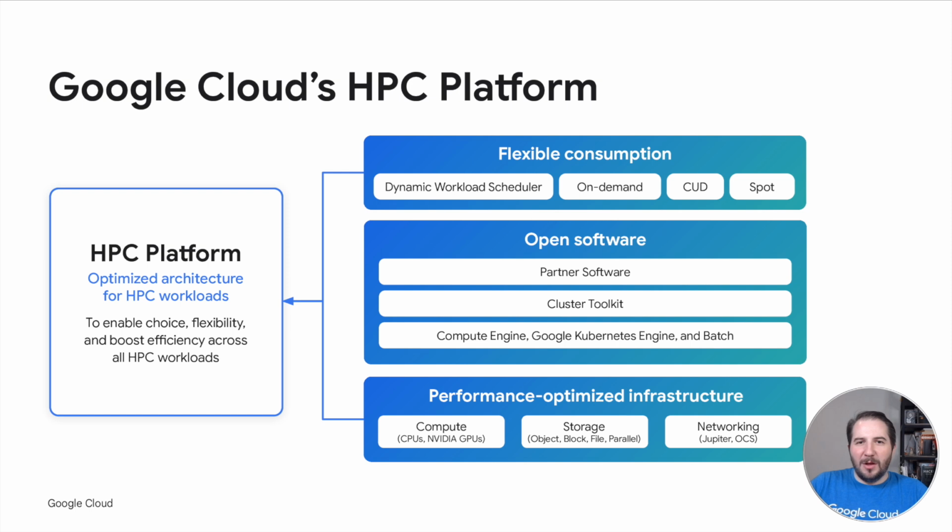All of these investments have culminated over the years into a single comprehensive HPC platform that is optimized and purpose-built for HPC and AI workloads. That platform consists of three key tiers: performance-optimized infrastructure, open software, and flexible consumption models. Let's talk a little bit more about our infrastructure before we move on to our open source software and flexible consumption patterns that are encapsulated within the Hypercompute Cluster.